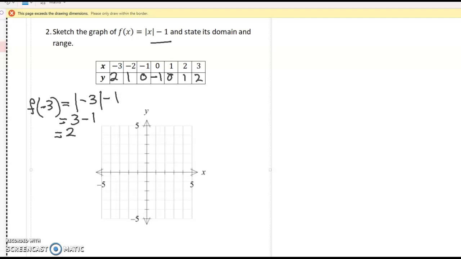So plotting those, that's where our point's going to be, (0, -1), and then it will head up in the positive direction there.